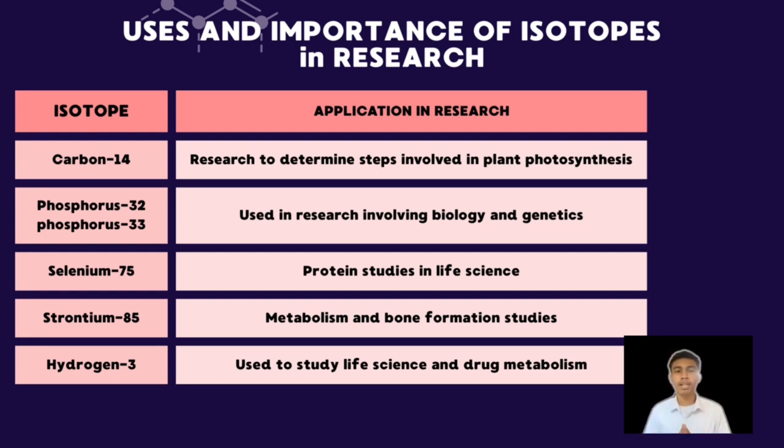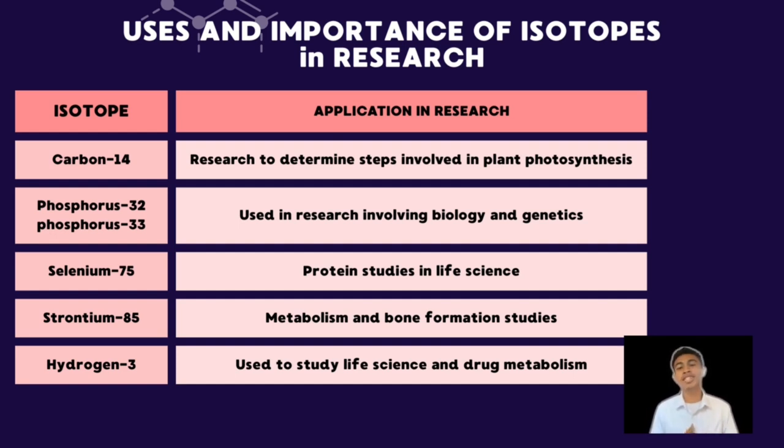So first, let's talk about the use of isotopes in research. One important isotope used in research is carbon-14. Carbon-14 is used to determine the steps involved in plant photosynthesis. Scientists use carbon-14 as a tracer to follow how atoms move during the photosynthesis process.